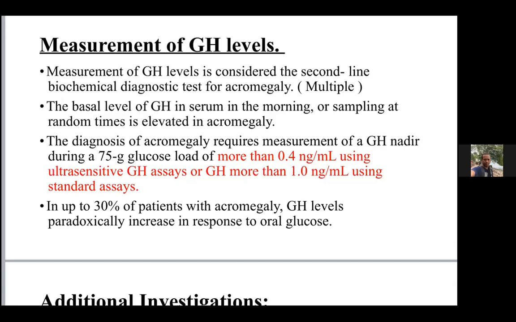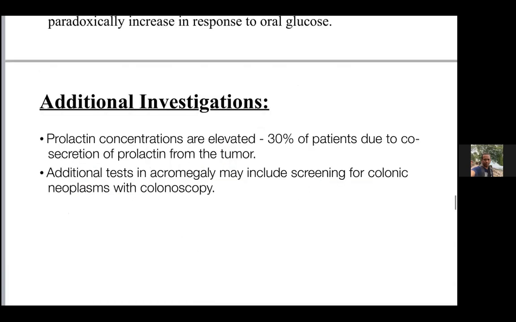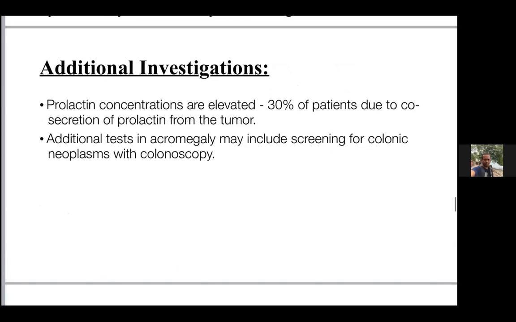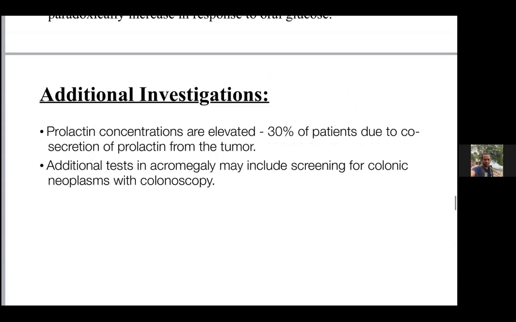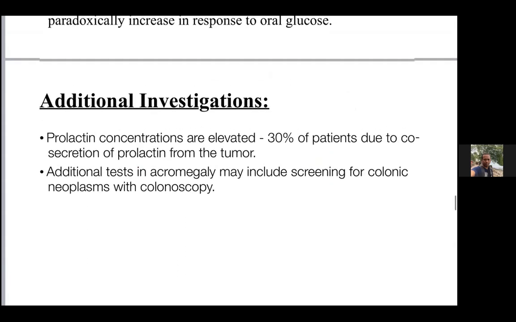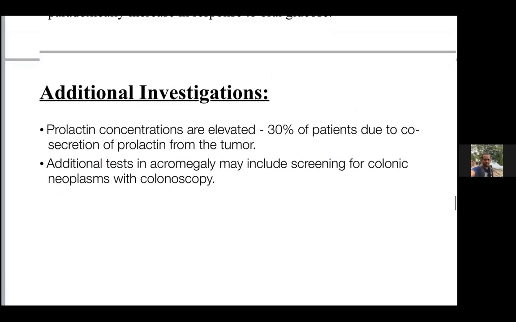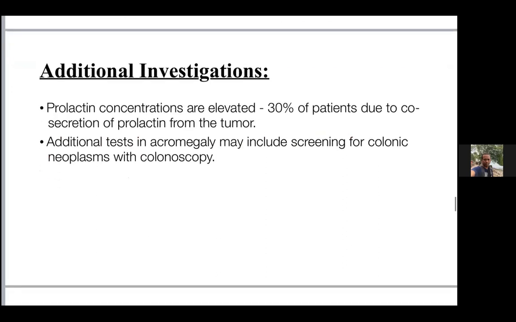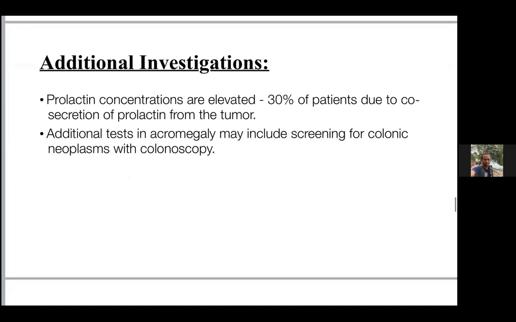In up to 30% of patients with acromegaly, growth hormone levels paradoxically increase in response to oral glucose. That is why post-glucose growth hormone estimation is not much advised. We always look at insulin-like growth factor 1 levels.